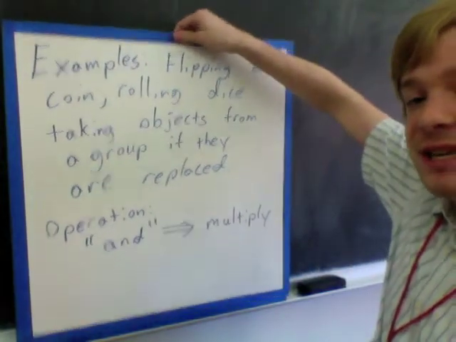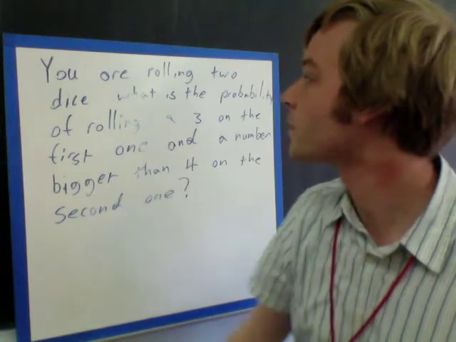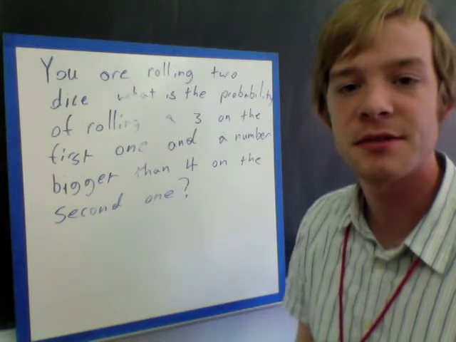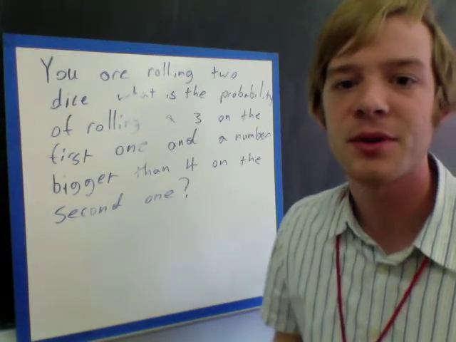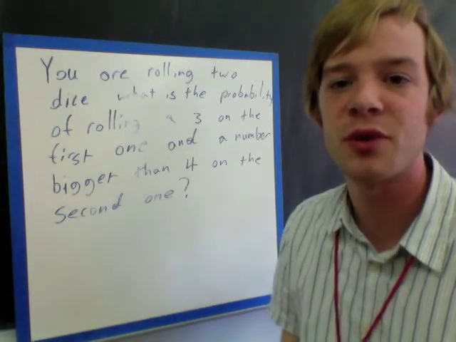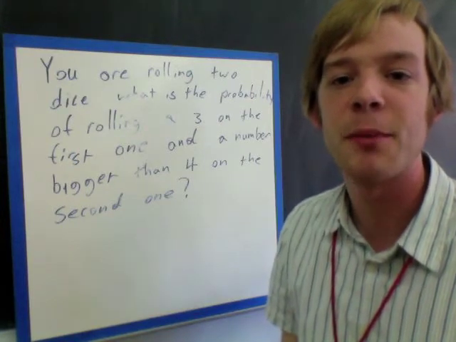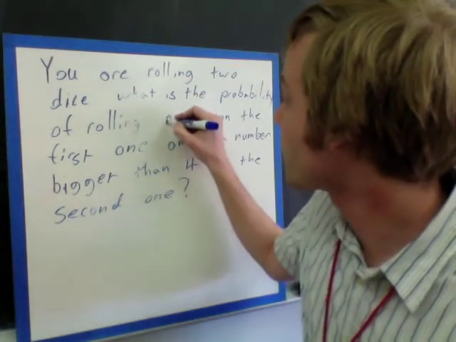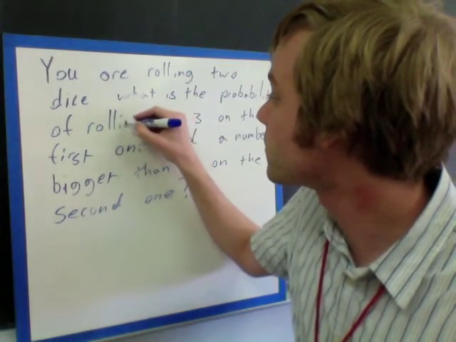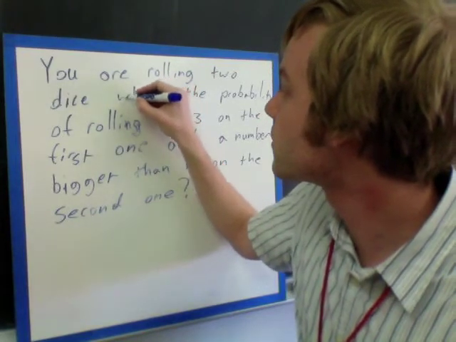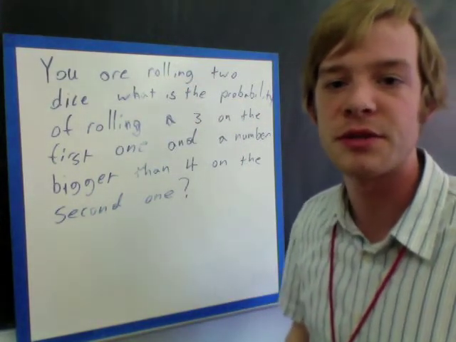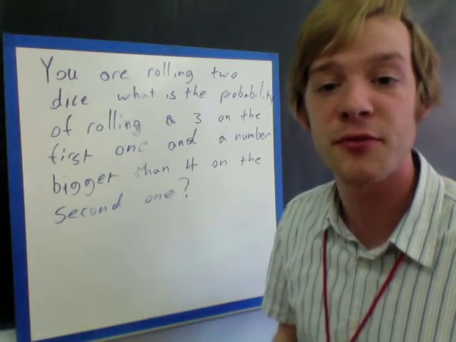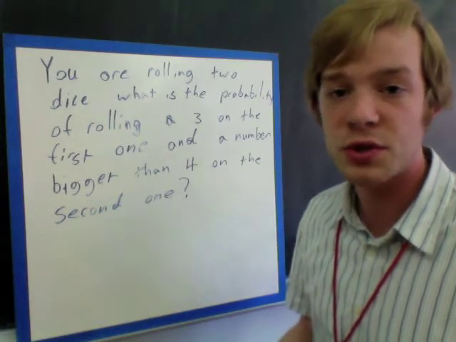So let's take a look at an example here. All right, here you are rolling 2 dice. You're rolling 2 dice. What is the probability of rolling a 3 on the first one and a number bigger than 4 on the second one? So we've got two things happening. All right, hopefully that's a little bit easier to read. So we want to roll a 3 on the first die and a number bigger than 4 on the second die. Well, let's just look at these individually.